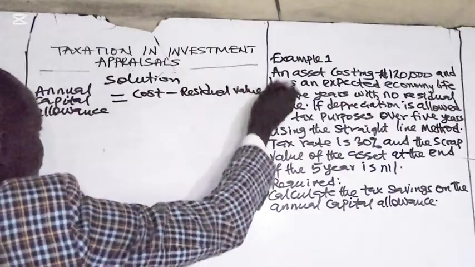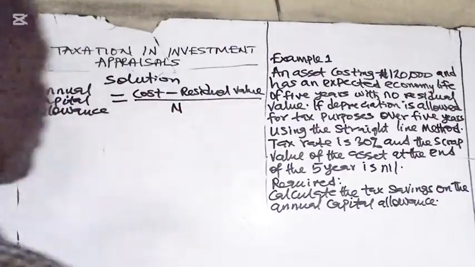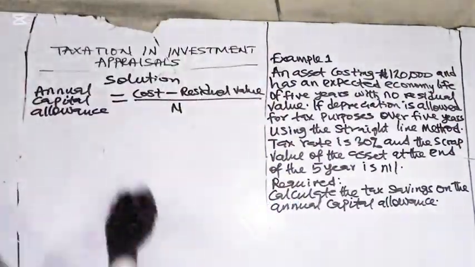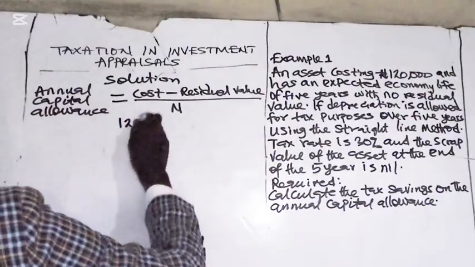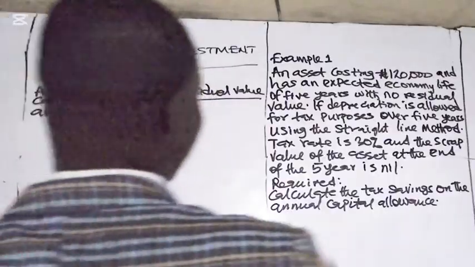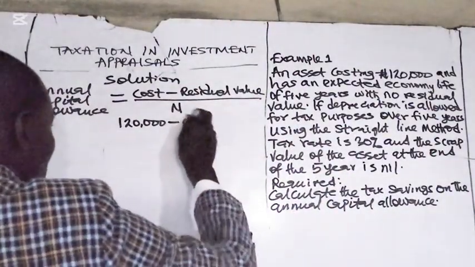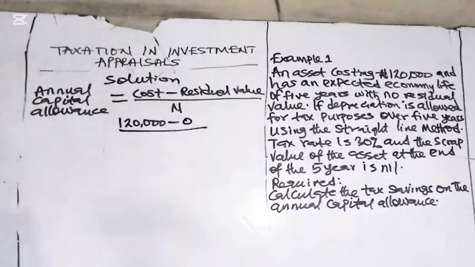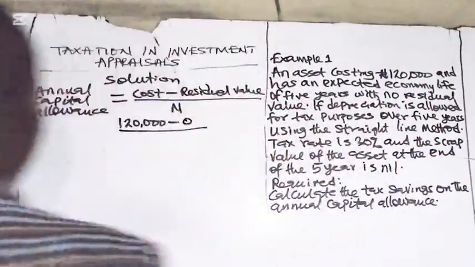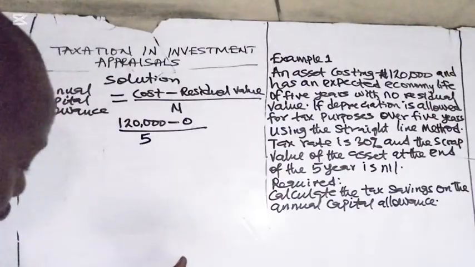And I've told you that the residual value can also be called the scrap value or the salvage value. And how much is the cost of the asset? An asset costing 120,000 naira. The cost of the asset is 120,000 naira minus residual value. How much is the residual value of the asset? With no residual value, that means the residual value of the asset is 0. And what is the life of the asset? It has an expected economic life of 5 years. So we have 5 years as the economic life of the asset.